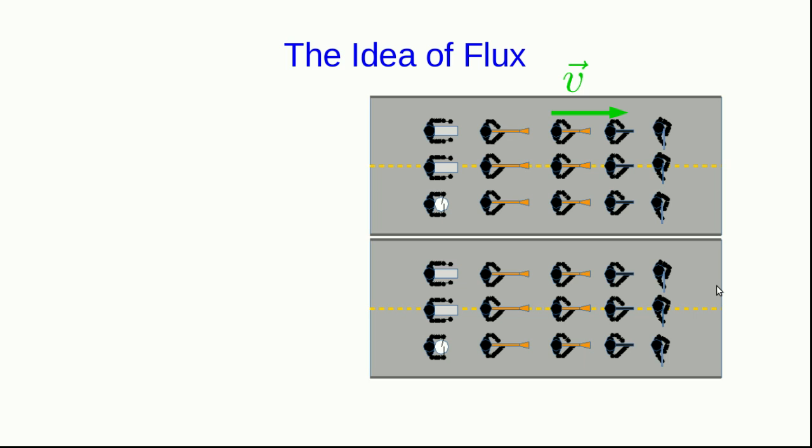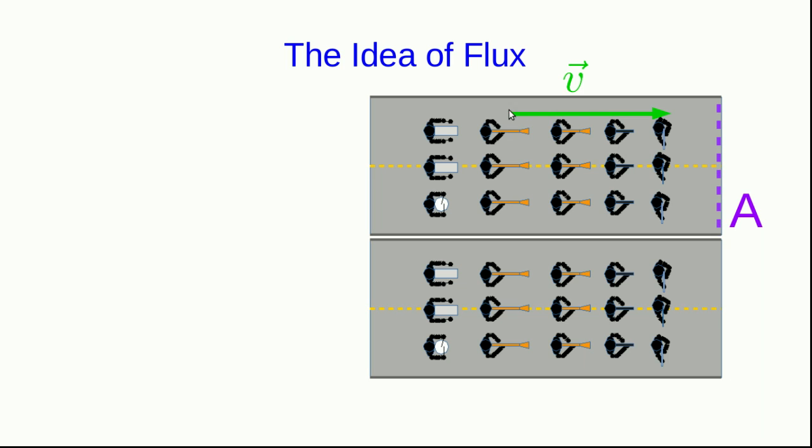Let's start by thinking about a marching band. So here's a top view of a marching band, and they're all walking in formation with some velocity v. And let's say that there's one of those inflatable archways, so that the area enclosed by that archway in the top view is just this line here. We can now talk about how many musicians per unit time march through this archway.